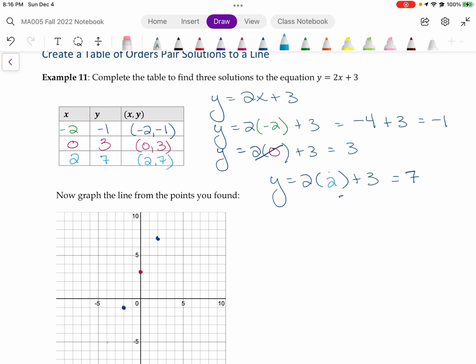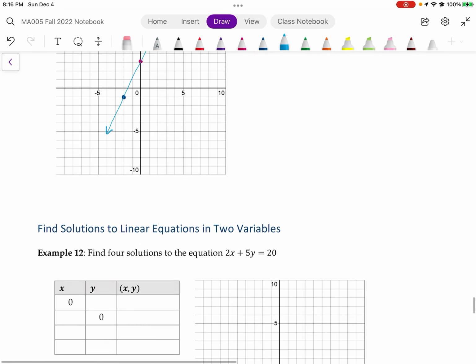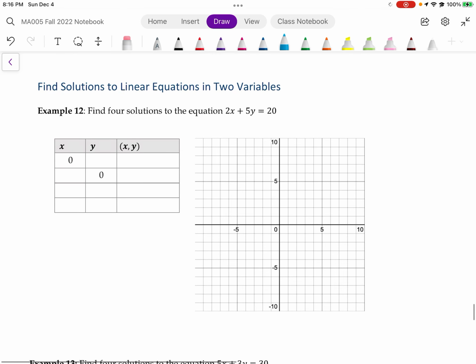All right, so in general, this is going to look like that. So that's how we graph the line from the points we find. You can graph a line with 2 points, but it's better to find 3, just in case you made a mistake.